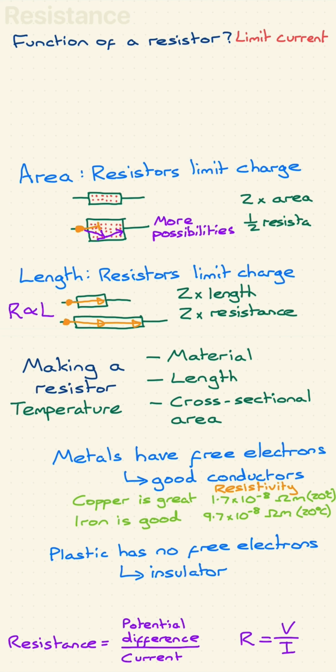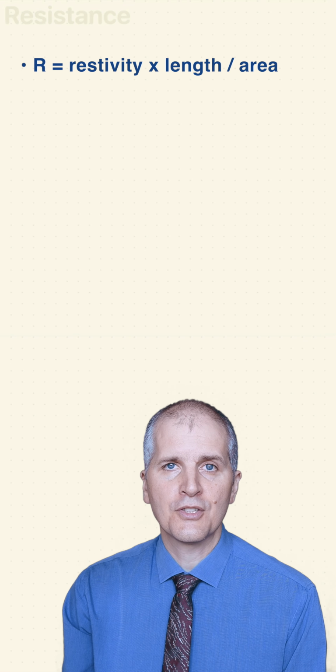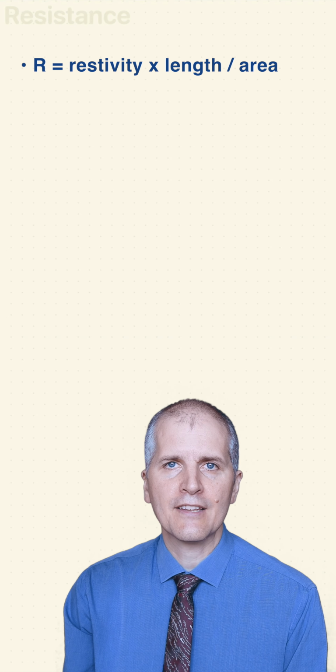Mathematically, resistance is proportional to 1 over cross-sectional area. R is proportional to 1 over A. And those are the things that control the resistance of a resistor. R is equal to the resistivity times length over cross-sectional area.